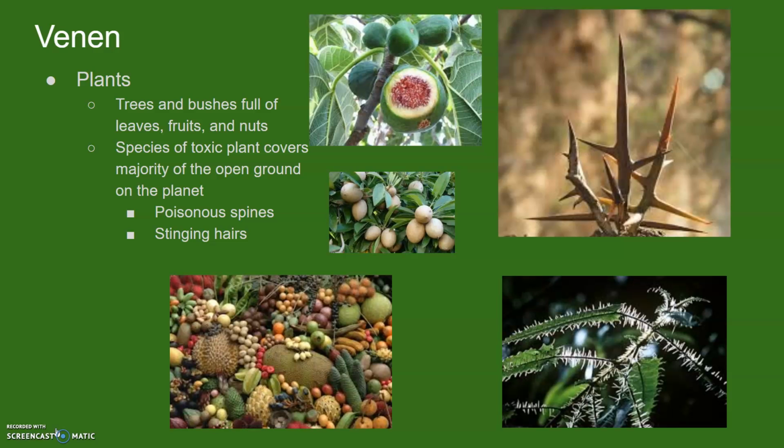Plants on this planet. There are trees and bushes full of leaves, fruits, and nuts. There is a species of toxic plant that covers the majority of the open ground on the planet. This plant has poisonous spines, which you see here, and stinging hairs. If you step on the spines, or if the stinging hairs touch an animal's fur, skin, whatever their outer covering is, it poisons and kills the animal.